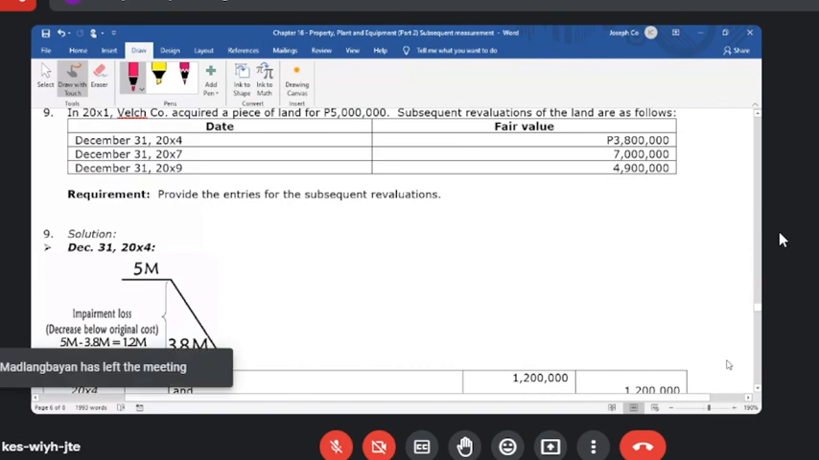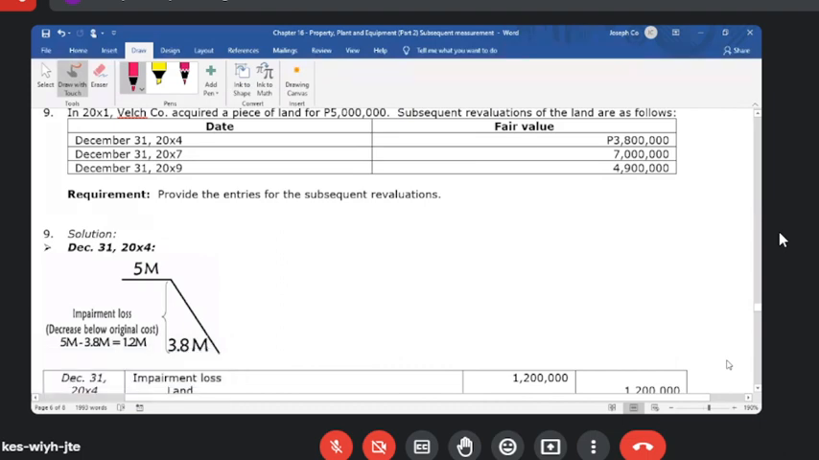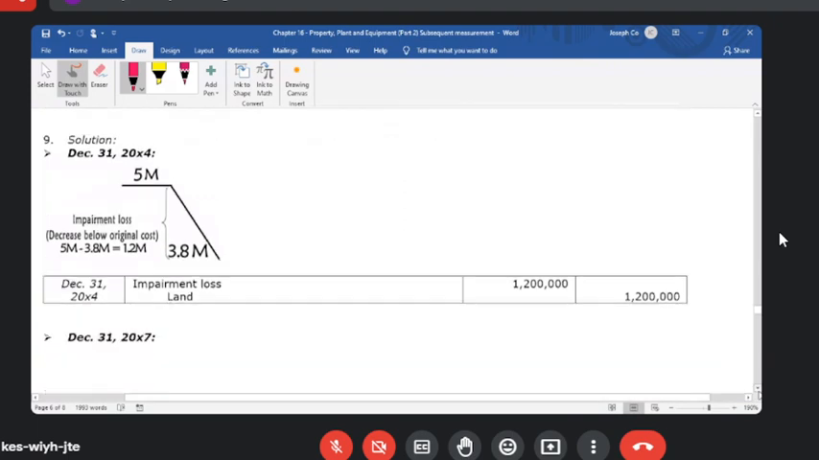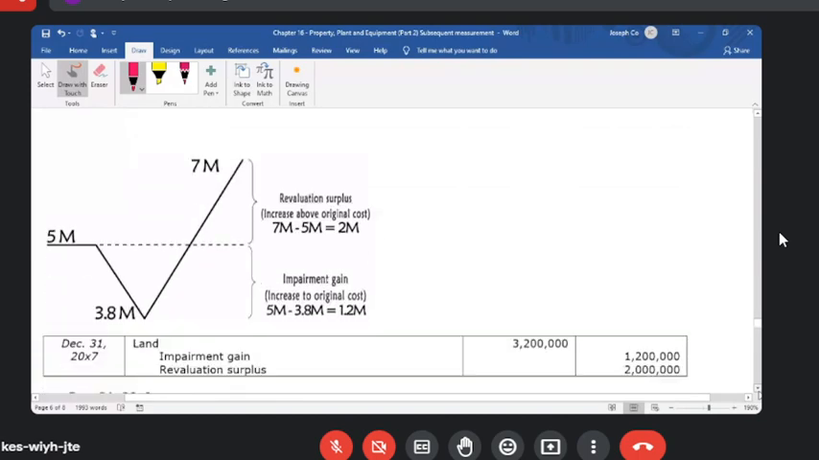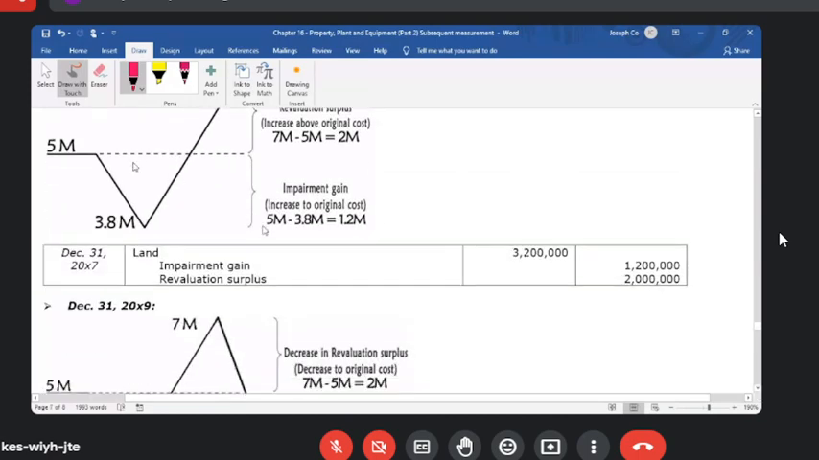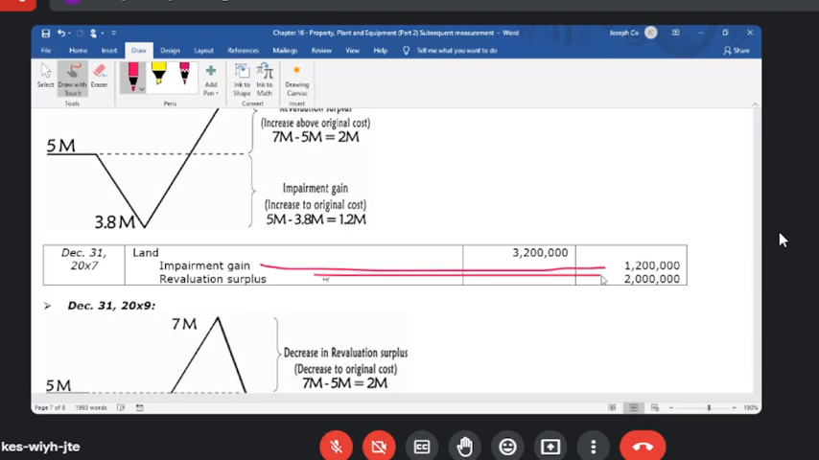In 20X1, B company acquired a piece of land for 5 million. Subsequent valuations of the land are as follows: 4, 7, and 9. From 5 million to 3.8, it decreased, so debit impairment loss and credit land. And then suddenly it increased. I-record muna natin yung impairment recovery, saka tayo mag-record ng revaluation surplus.